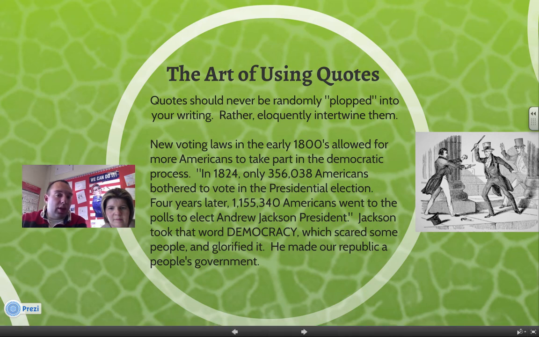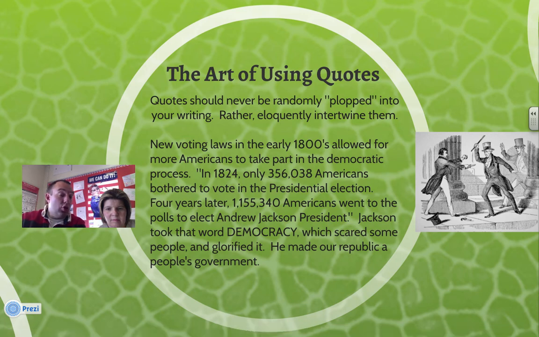New voting laws in the early 1800s allowed for more Americans to take part in the democratic process. Quote, in 1824, only 356,038 Americans bothered to vote in the presidential election. Four years later, 1,155,340 Americans went to the polls to elect President Andrew Jackson. End quote. Jackson took that word democracy, which scared some people, and glorified it. He made our republic a people's government.